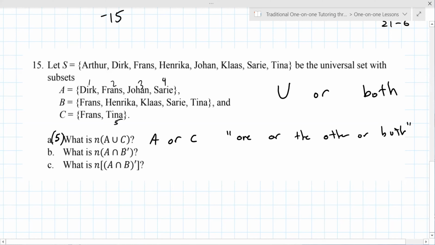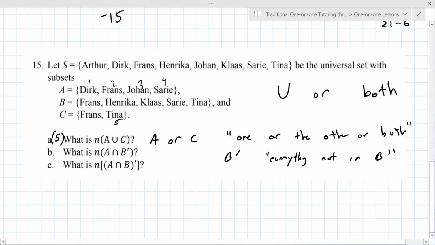Okay, now this tick, that's not great. So B tick means everything not in B. It's not referring to A or C, it's referring to the names that are not in B. So let's go up to S. S contains all these names.